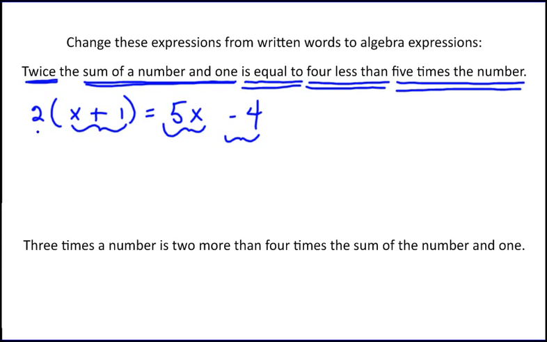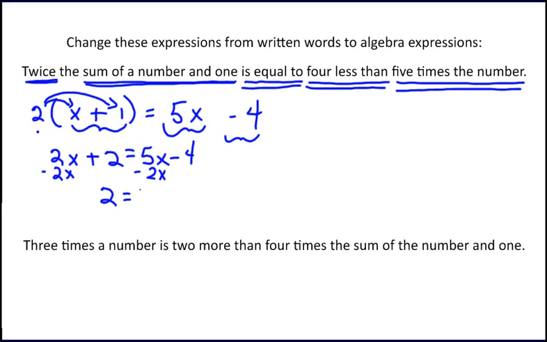All right, we will use the distributive property with the 2 to get 2x plus 2 and 5x minus 4. I know we didn't have to solve this, but let's go ahead and see if we can figure out what it is. I would like my x's to be on one side, so I am going to subtract 2x from both sides. That gives me 2 equals 3x minus 4.